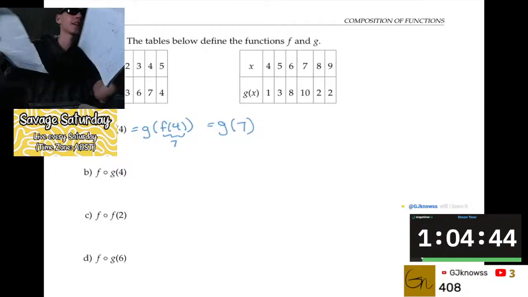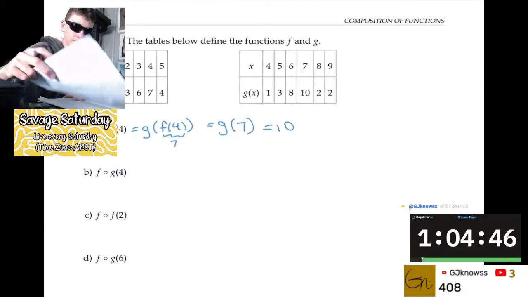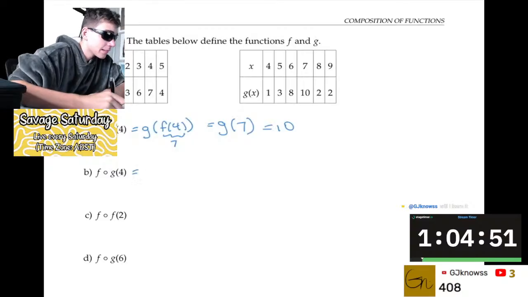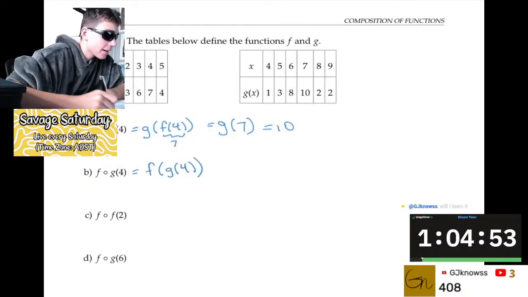g of 7 is equal to 10. We found that g composed with f of 4 is equal to 10. If we want to find f composed with g of 4, we can rewrite that as f of g of 4, and again, work from the inside out.